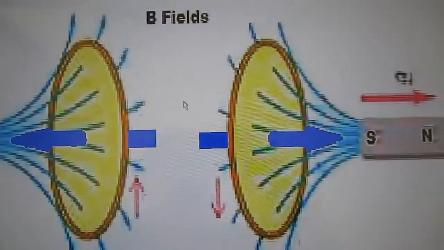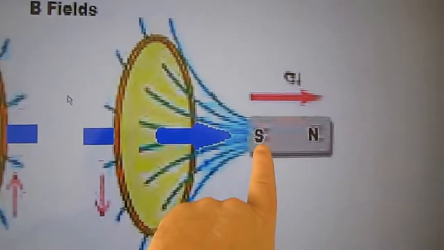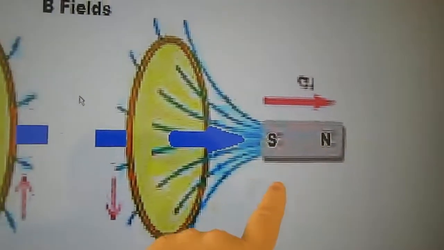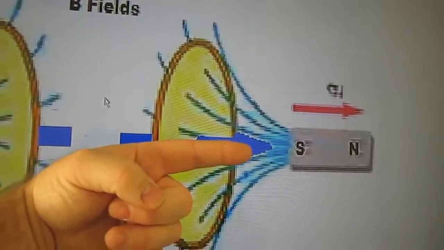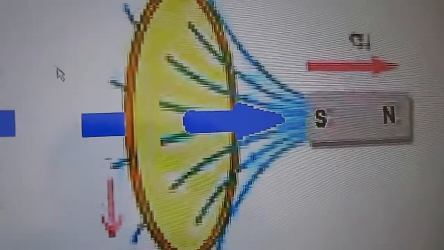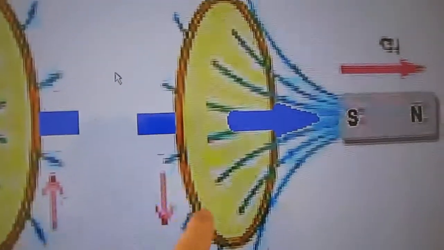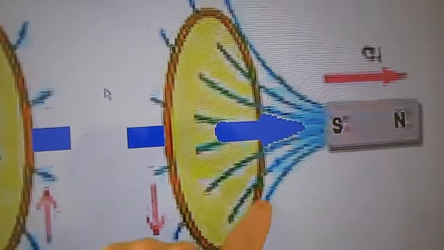Now, let's look at the south magnet. A south magnet going out will have an induced in this direction. Did you notice it's opposite of the north magnet coming in? Wow, imagine that. Now let's look at the induced. The induced is this direction and in this direction. What are those two signs? They're opposite from each other.